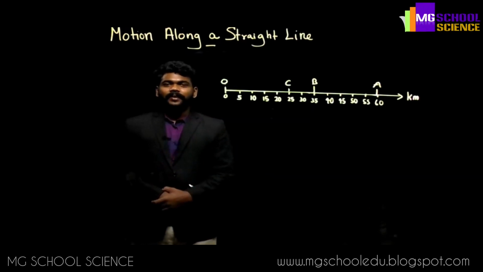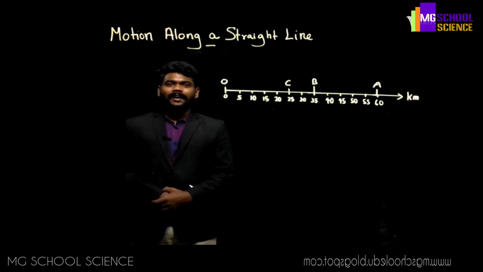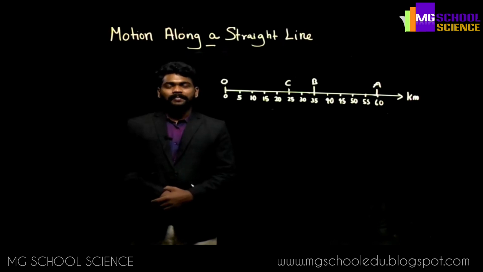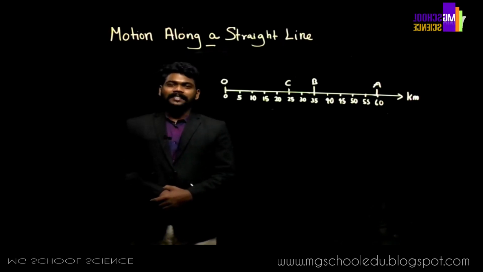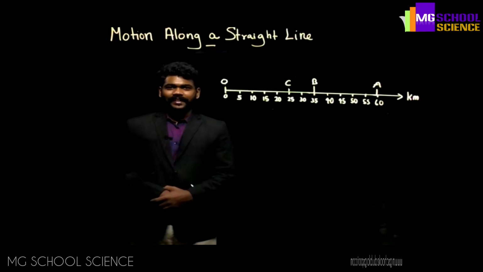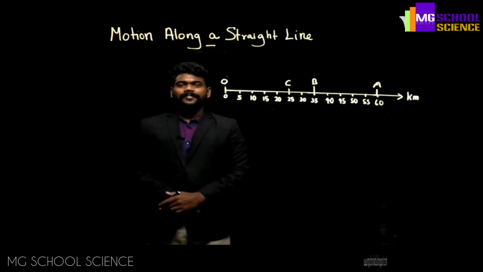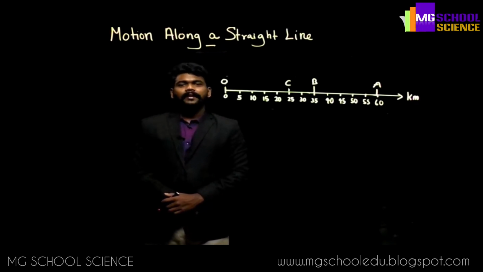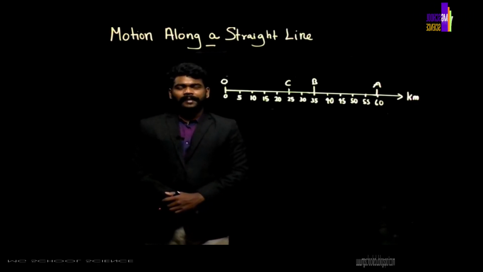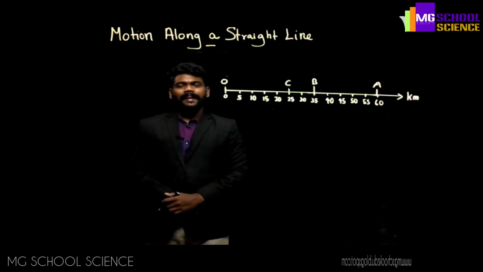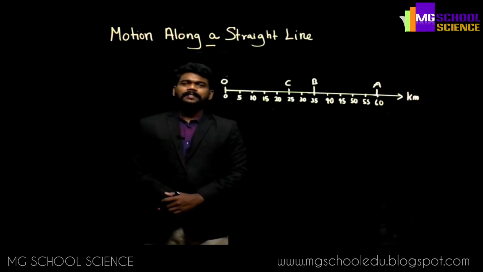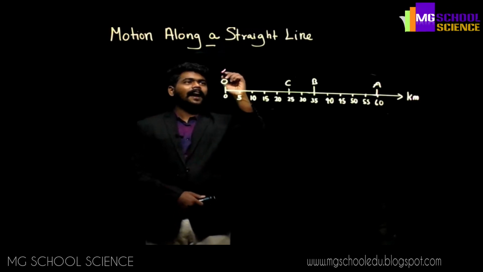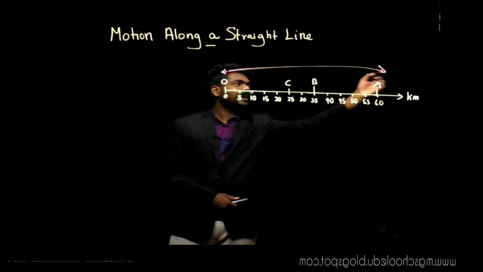In the previous case, we have seen that the displacement and distance of an object is not same. But now let us try to see if the displacement and distance of an object can be same or can the displacement be 0. Now, let us imagine the object at O is traveling to A.